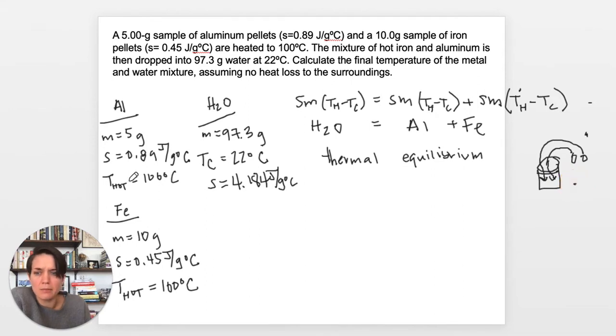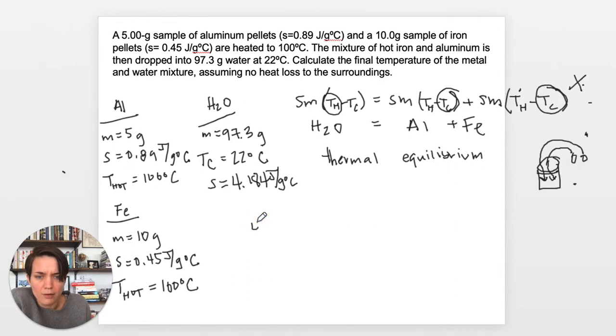So that's really important because we need to be able to recognize that for our water, the temperature hot is going to be the same as the temperature cold for our aluminum and as the temperature cold for our iron, right? That is the temperature of our thermal equilibrium. So we're going to go ahead and replace those values with X so that we are accurately representing the fact that they're the same value.